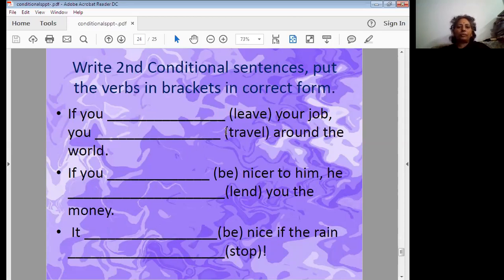So now here, if you left your job, you could travel around the world. You would travel. Next, B. What is here? If you were nicer to him, would plus verb, he would lend you the money.